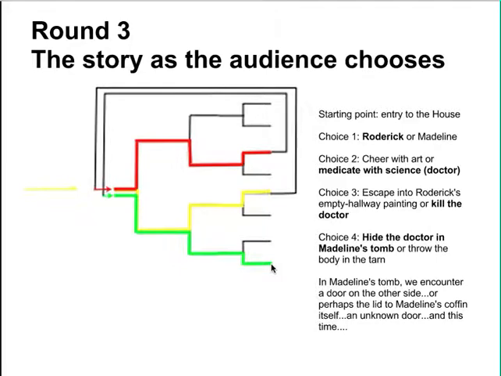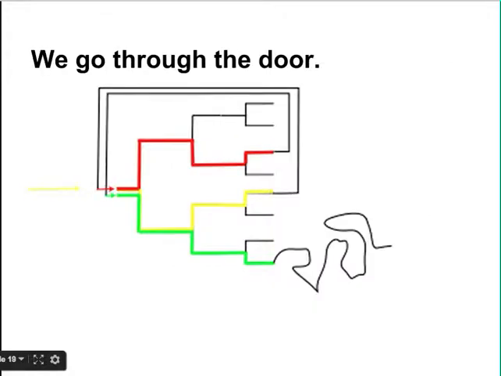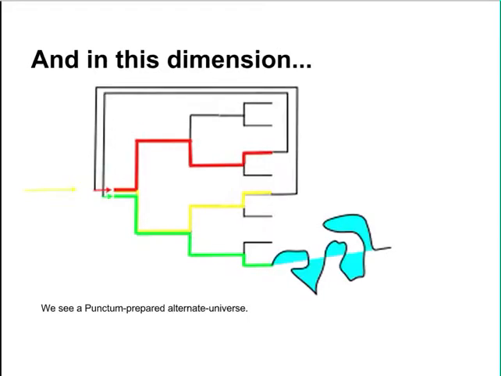So let's say we choose to go down to the tomb again, and in Madeline's tomb we encounter a door, or a lid in Madeline's coffin, an unknown door of some kind, and this time, instead of going back to the beginning, we go through the door to see what's on the other side. So we're in this alternate dimension world, and this is a punctum-created dimension. So the audience chose the red path, and then they chose the green path, and now we're into the blue path, which is punctum created again.